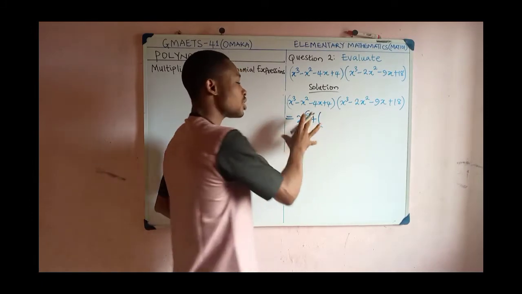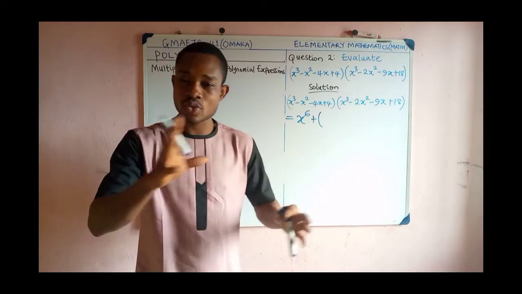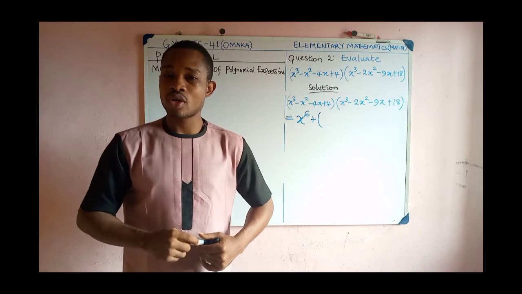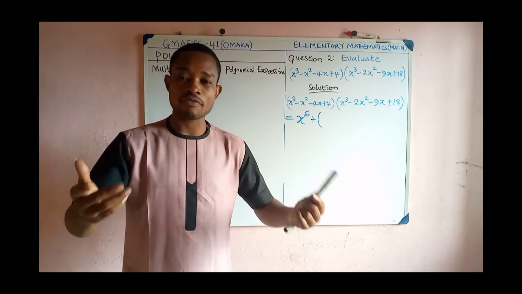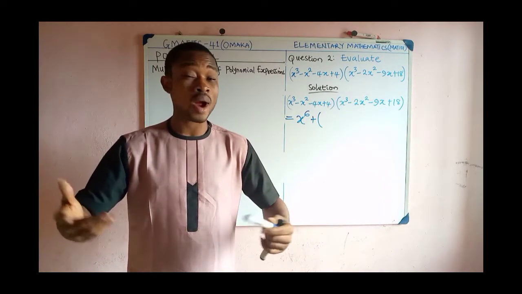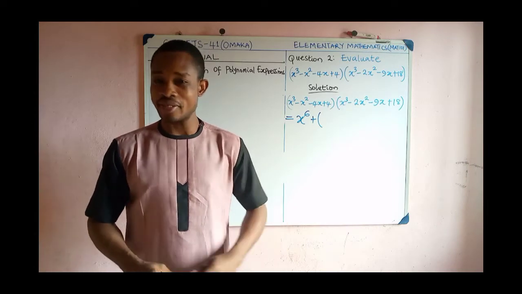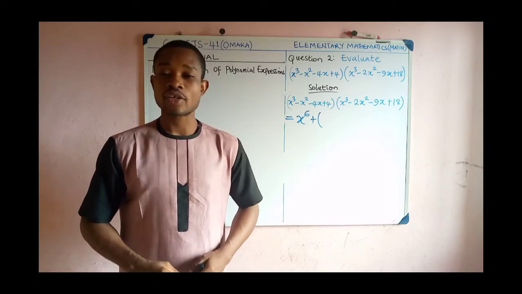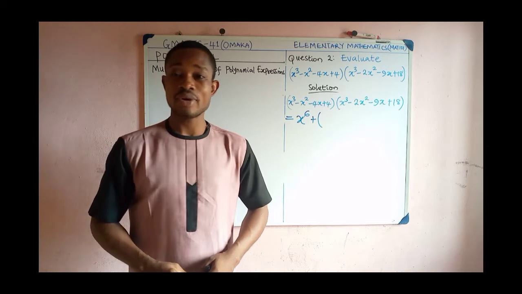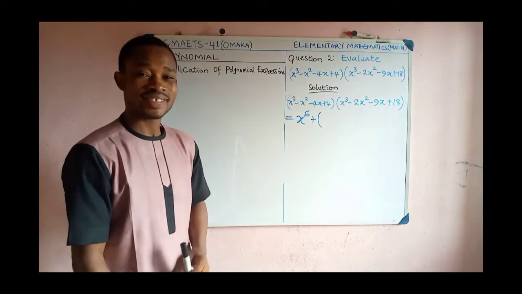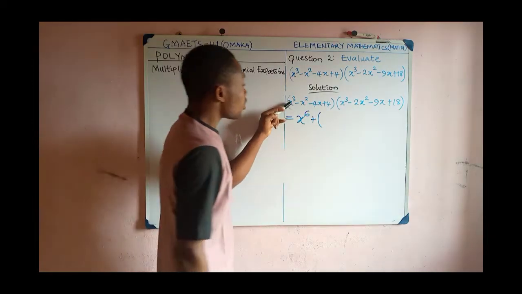Okay, now since the highest power of the expansion here is x raised to the power 6, it therefore means we are going to check for x raised to the power 5 term, power 4, power 3, power 2, power 1, and the constant if they exist. Is that not so? So let us check for x raised to the power 5 terms, alright? Are we ready? I'm going to be pretty fast in that. So let's go. I'll start with this.